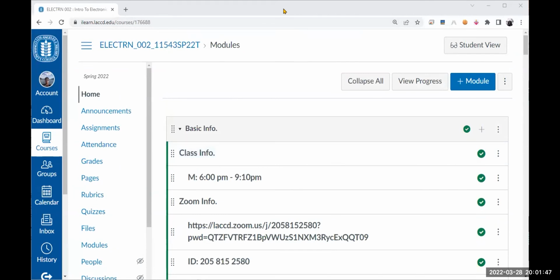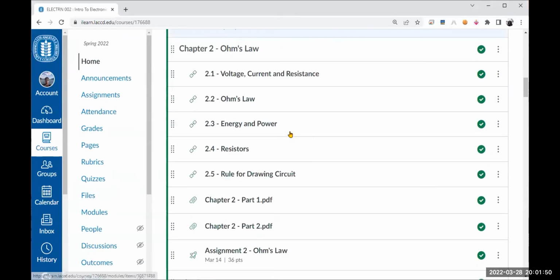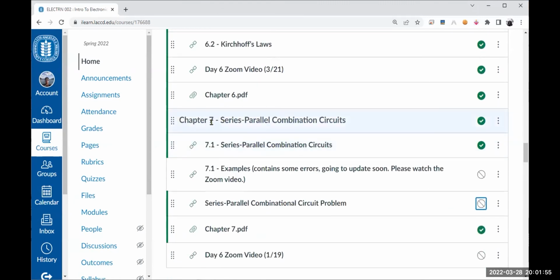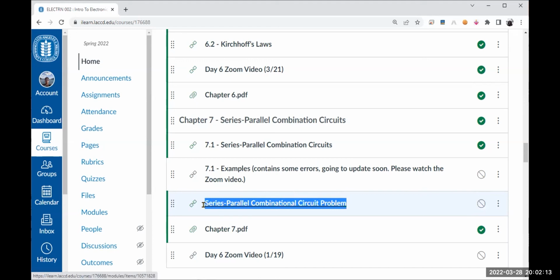It's already there, but I will activate it. Let me see. Here. If you're on the home page of our Canvas class, just scroll down to part 2, and then in chapter 7, here, series parallel combination circuits. This one, so far, is still unpublished. Here, this will be available tonight.